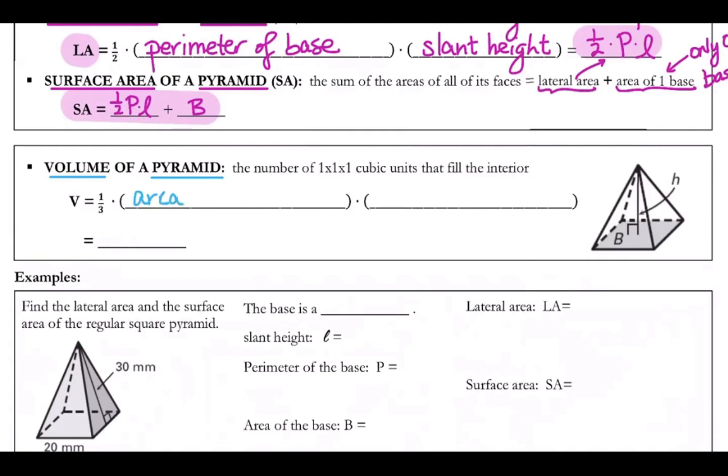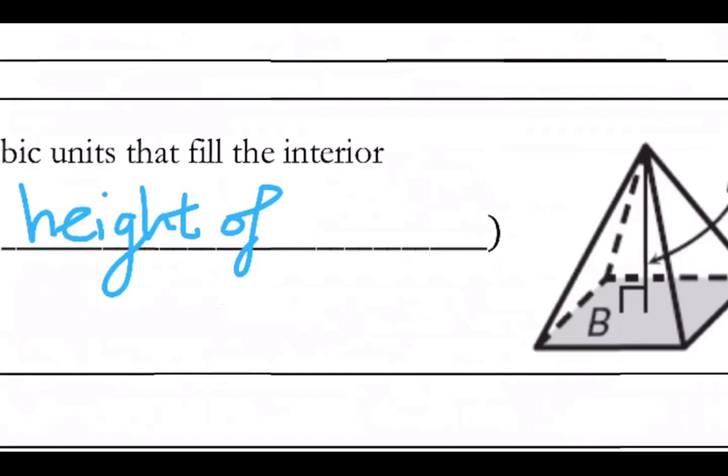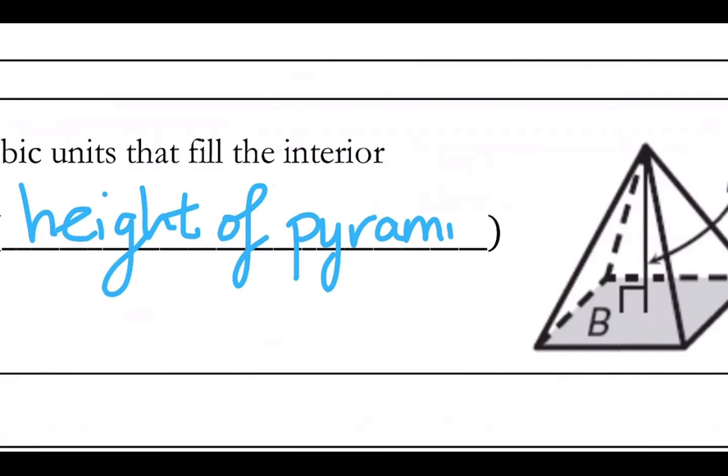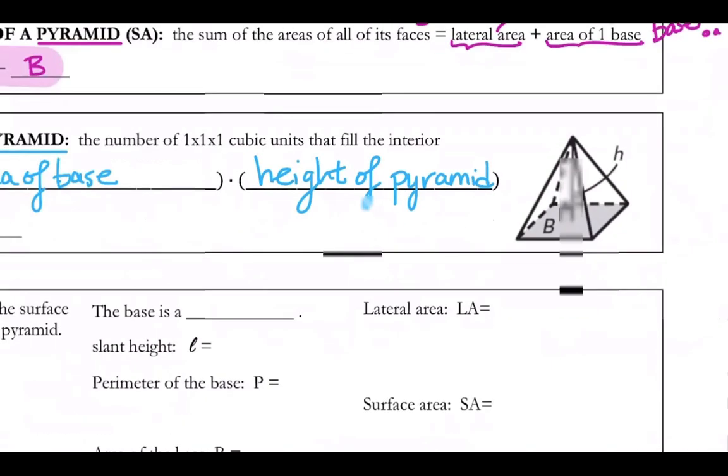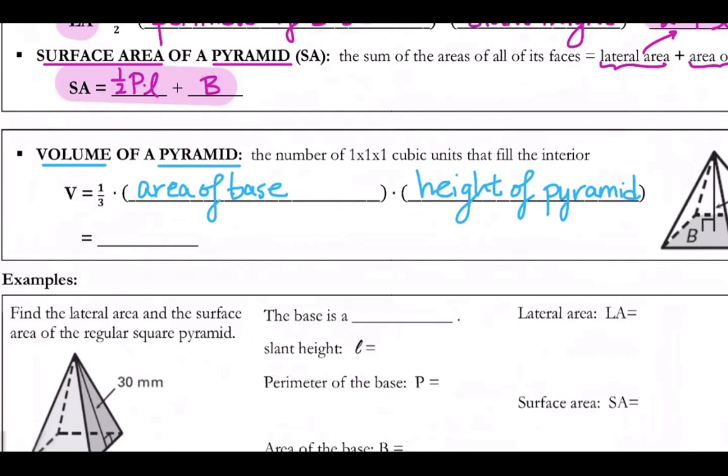So the way you find the volume of a pyramid is you find the area of one of its bases multiplied by its height, the height of the pyramid, not the slant height, but the actual height. And then take 1/3 of it. So volume is 1/3. The area of the base is capital B. The height of the pyramid is lowercase h. And that is the formula for the volume of a pyramid.